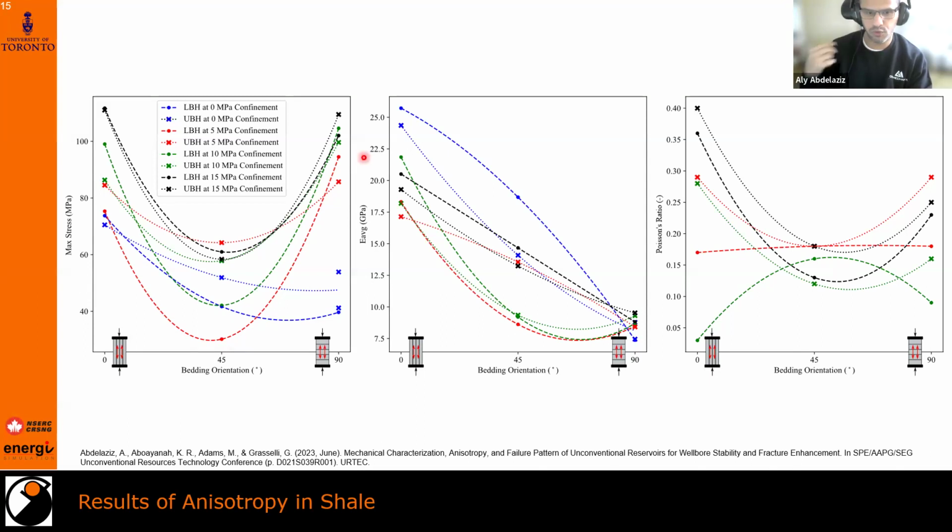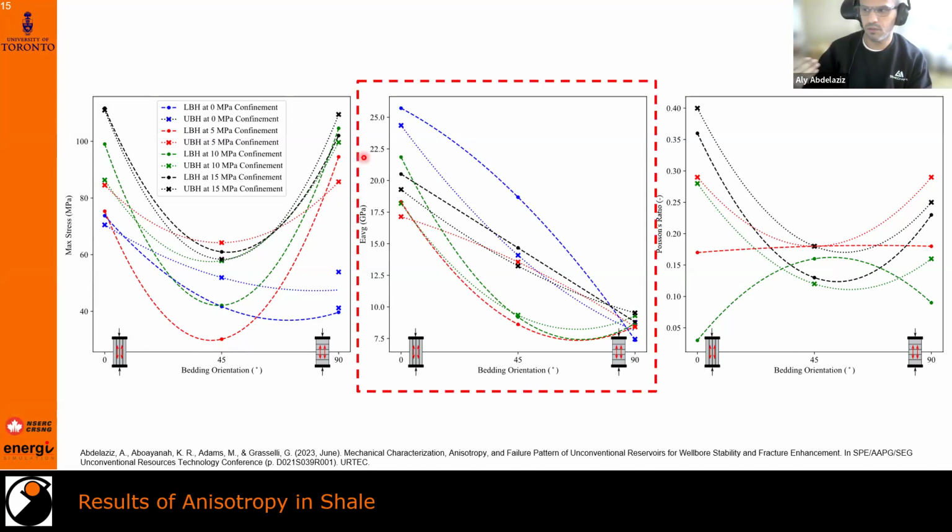I also want to draw your attention to the elastic modulus. What we see in the elastic modulus is at 0 degrees, if we're testing parallel to the bedding, the variation in the stiffness is almost 5 GPa. However, when you look at it at 90 degrees, when you're testing perpendicular to bedding, the variation is less than 2 or 3 GPa, irrespective of the confinement.